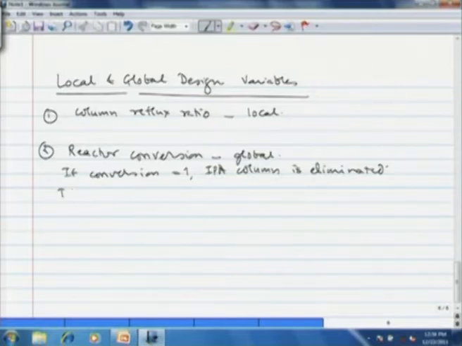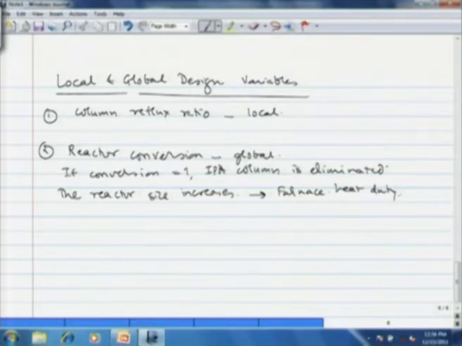However, the reactor size increases and so does the furnace heat duty, so on and so forth. So, we can see that if we change the reactor conversion, it is likely to affect almost all components of the flow sheet. So, it is designated as the global variable.